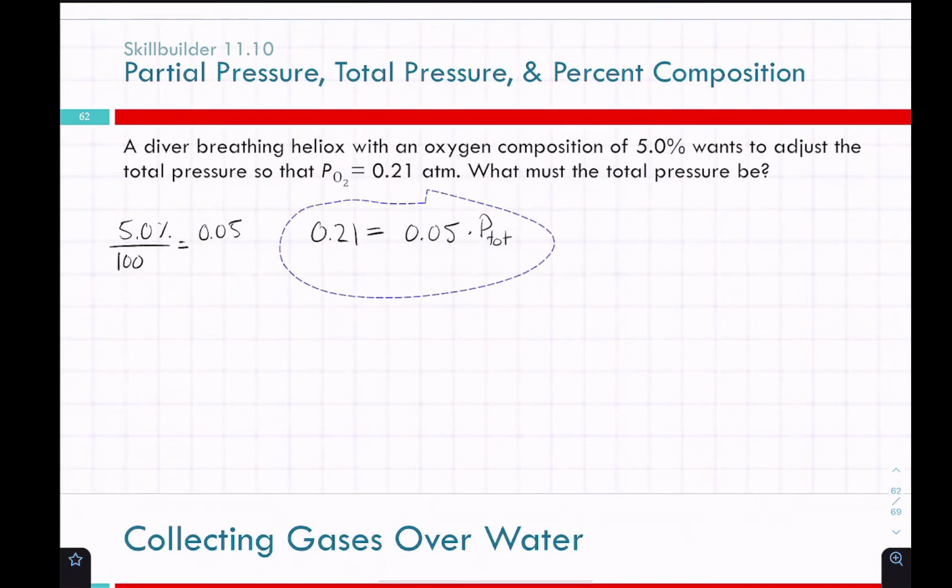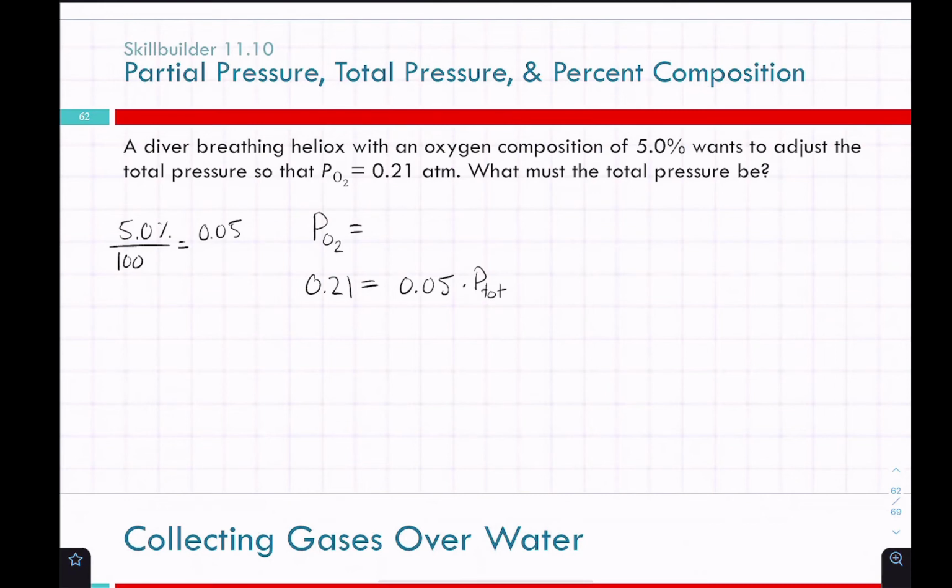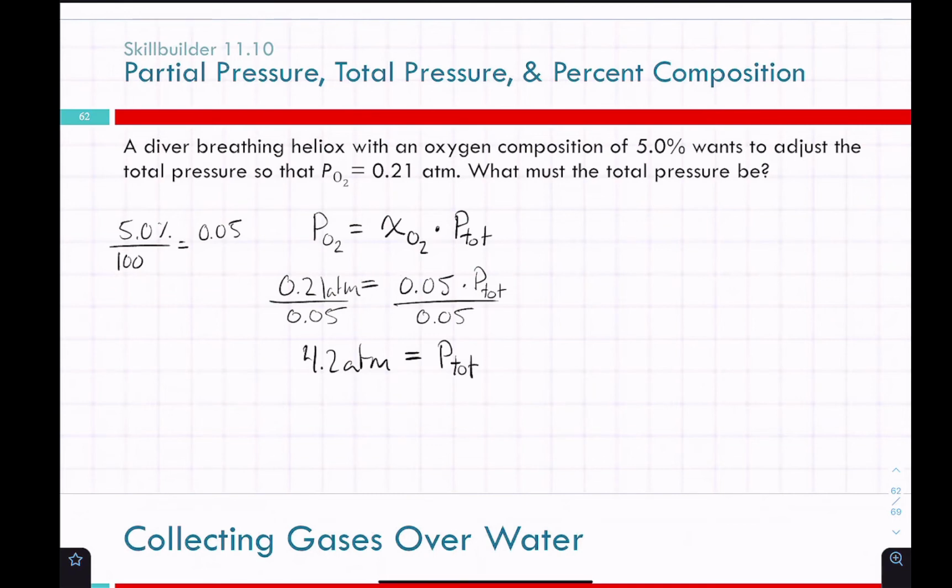That's why. Sorry, let me write out this equation. The partial pressure of oxygen is equal to the fractional composition, this fancy X, times P total. That's how we would calculate the partial pressure of oxygen. So the fractional composition is 0.05, and the partial pressure that we want is 0.21 atmospheres. Then we divide both sides by 0.05. There we go, 0.21 divided by 0.05. So we need 4.2 atmospheres for the total pressure. So about 4 times atmospheric pressure.